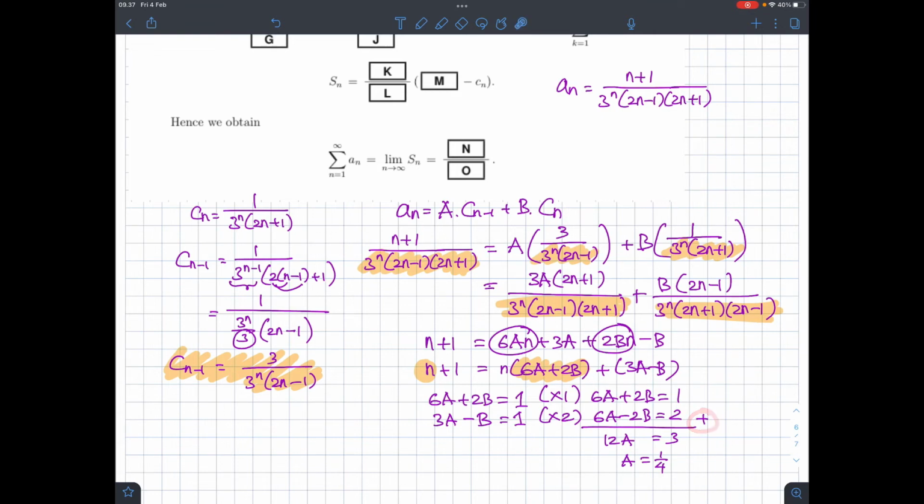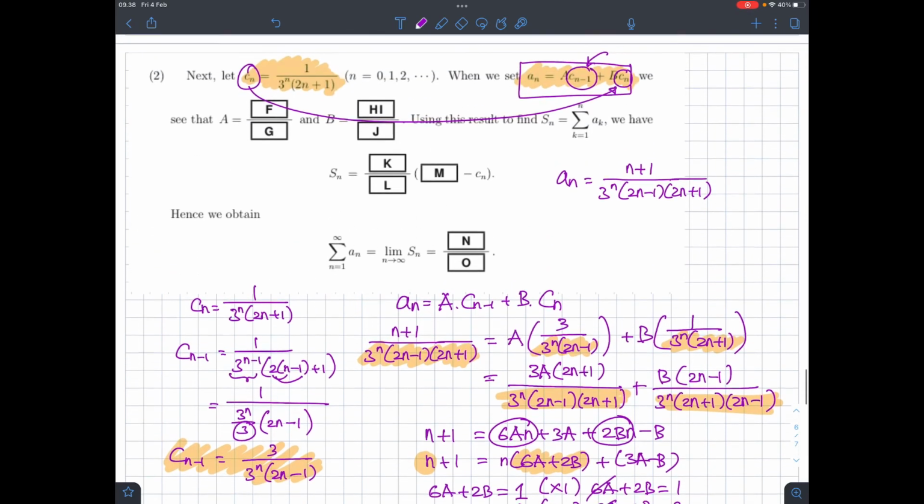this is positive, we got plus operation, addition operation. What if we use negative operation? Yeah, if we use minus, it means we will cancel out 6a, yeah. 2b minus negative 2b will give you 4b. 1 minus 2 will give you negative 1. So b will give you the result minus 1/4.